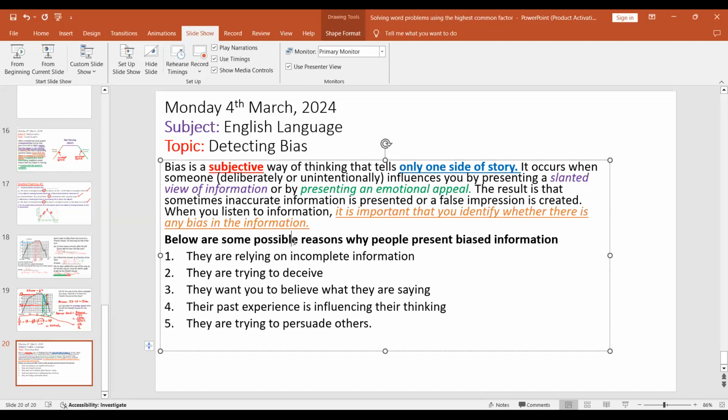Okay, so I'm going to read to you a passage, and I want you to see if you can detect the bias in it, right? All right, so listen to the passage carefully and tell me if you can detect any bias in the passage.